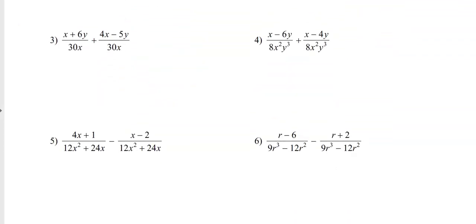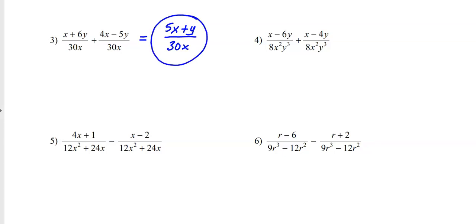Moving on down, number 3, we have a couple of addition problems for 3 and 4, so those are a little less to keep track of. Bottom's the same, so keep my 30x. On top, that's going to be 5x, and that'll be 6y and -5y is plus 1y. And I don't believe there's anything I can do with that one either. I think we're all set.